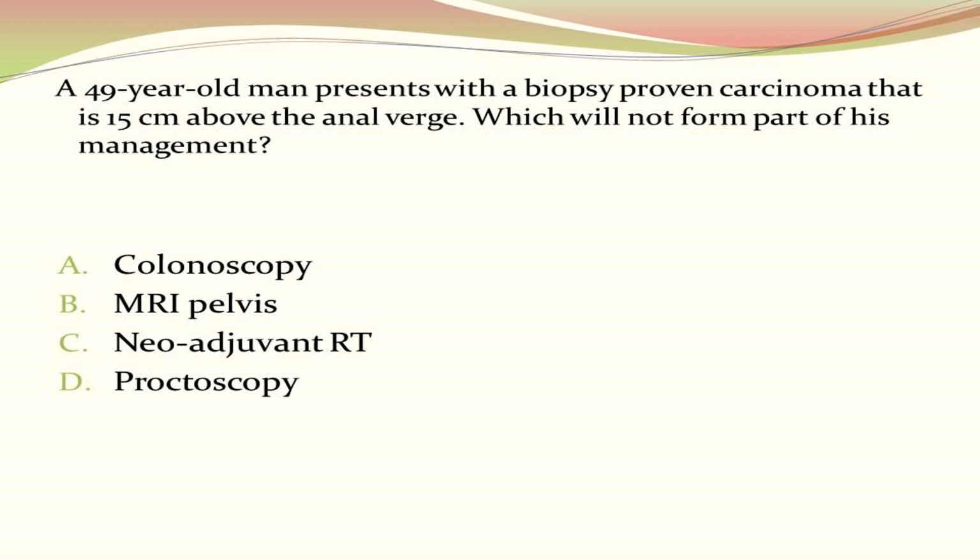We obviously do a colonoscopy, an MRI pelvis and proctoscopy. These are investigations. What we don't give in an upper third rectum, remember this is 15 centimeter above the anal verge, that means it is an upper third rectum. You missed out on that, 15 centimeter above the anal verge. Any tumor which is in the upper third, we consider the management same as that of a colon, remember that. In colon we don't give neoadjuvant chemotherapy, the same applies here. In upper third of rectum we don't give neoadjuvant radiotherapy.